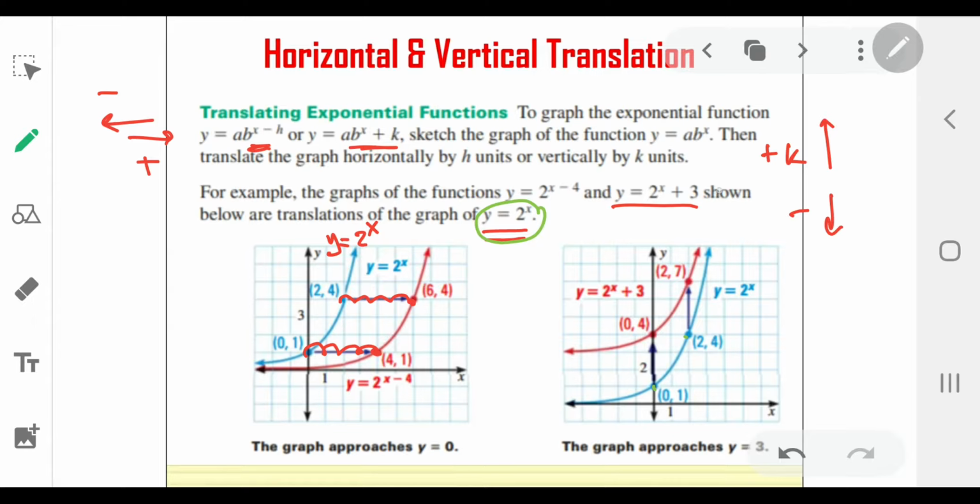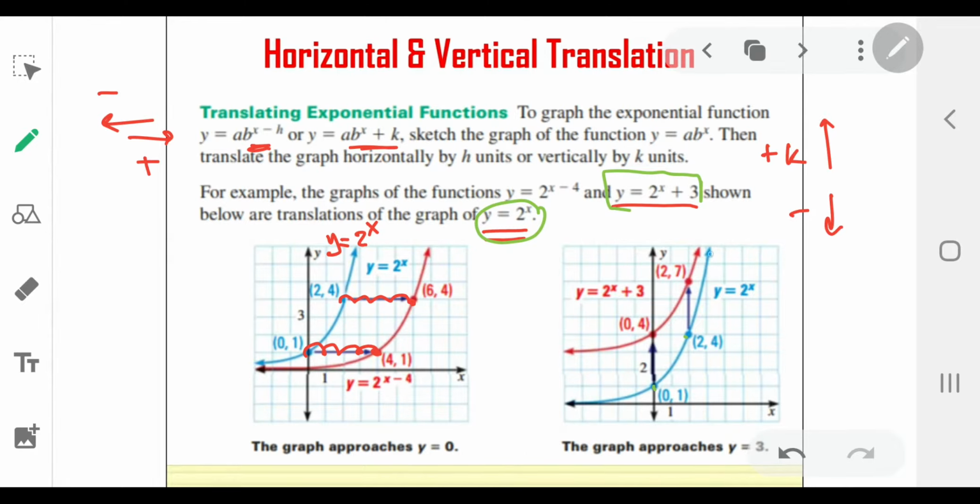And then you start to decide which kind of transformation or translation you have here. The 3 is added outside the function. The 3 is added here to the whole function. It means it's a vertical translation. And as we said, when you add, it's up; when you subtract, down. So adding 3 to the function means this graph is going to be shifted 3 units up.